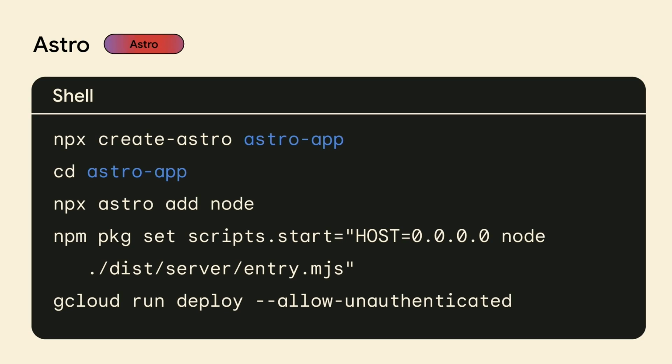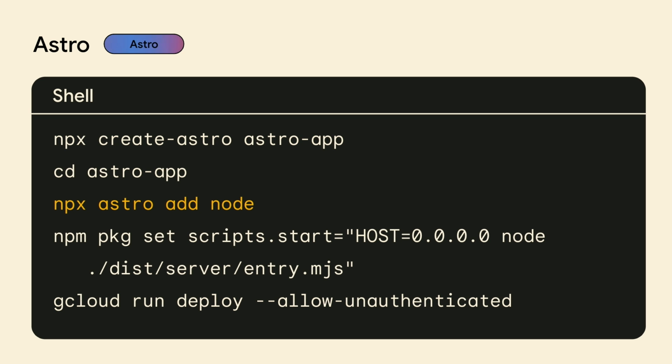So with Astro, we say npx create astro, astro-app, cd astro-app. And then we have 2 commands that we haven't really seen before. Those ones we'll dive into and explain. But that last one looks pretty familiar as well, gcloud run deploy. So these 3 commands should look pretty similar, right? These are pretty similar to the other applications we've deployed. So let's talk about these other 2.